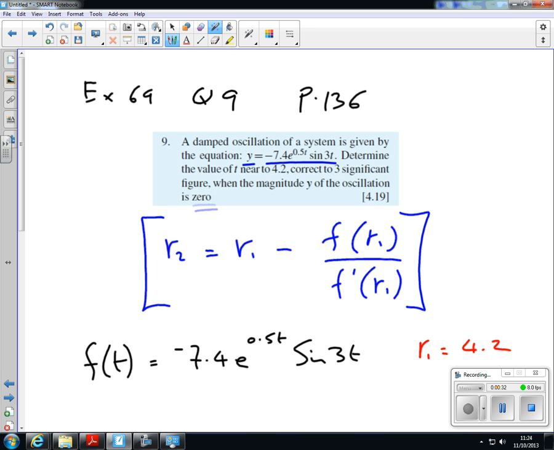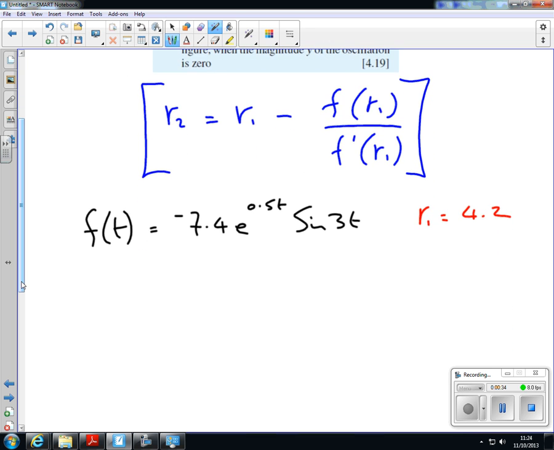So we've got that. The function that we're going to put into the Newton-Raphson formula is this, minus 7.4 e to the 0.5t sine 3t equals 0 at this particular root. So we're okay to use this. So we've got the function that we can put into Newton-Raphson here. All we need to do now is find the differential, which is this part here. So we need to differentiate this function and then put our first estimation for the value in, which is 4.2.